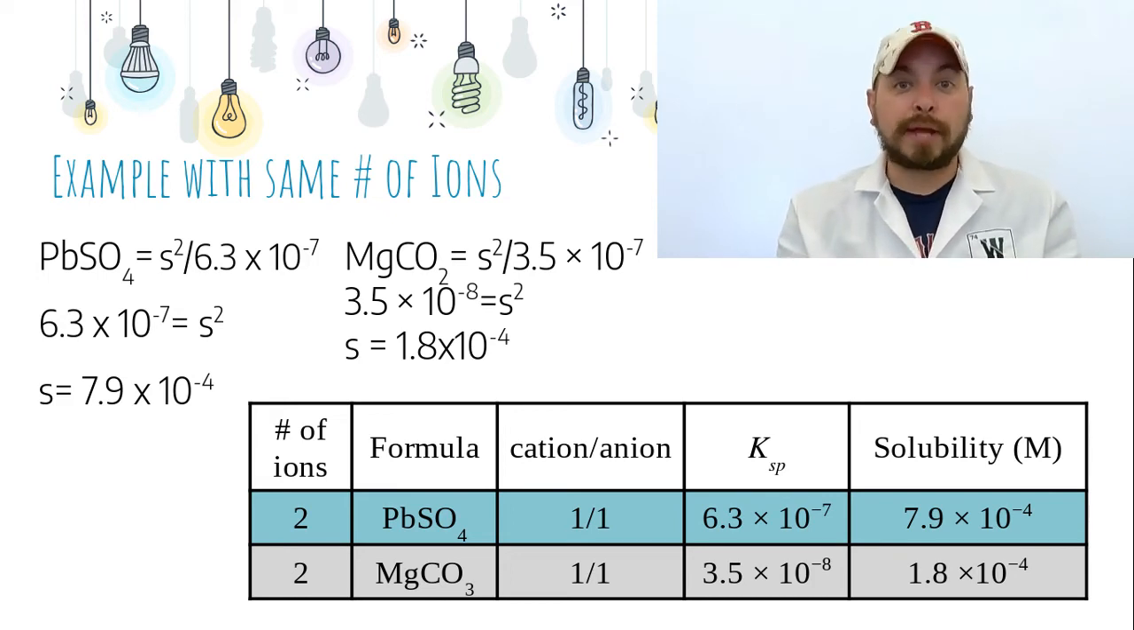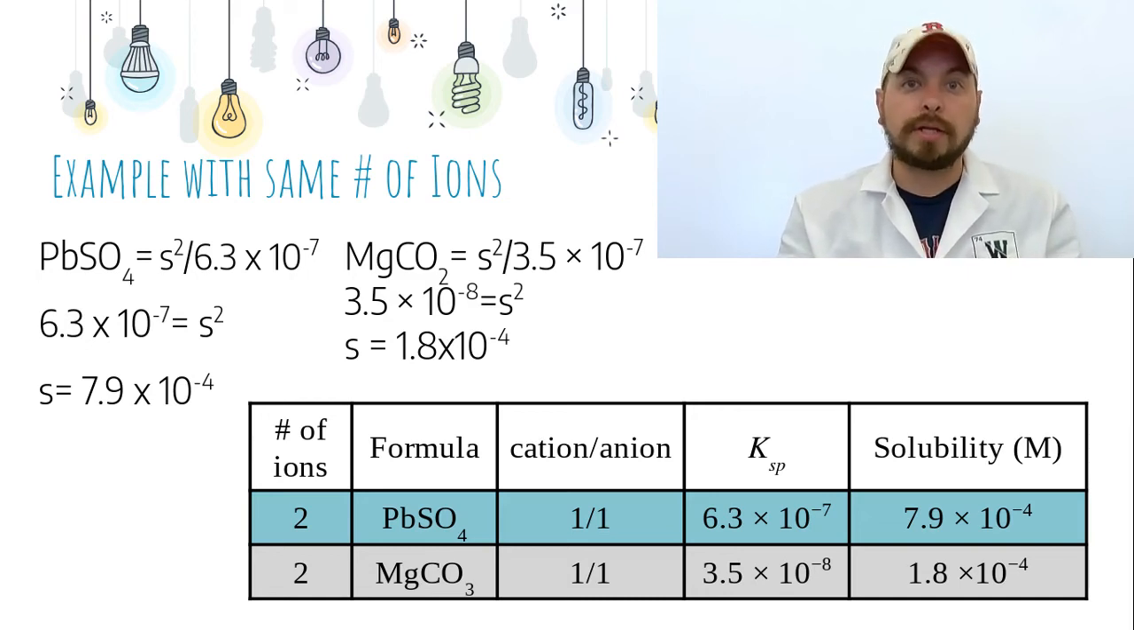When we solve for s, the molar solubility of lead(II) sulfate is 7.9 times 10 to the negative 4th. Now we compare that to the magnesium carbonate, where when we solve for s, the value of s is 1.8 times 10 to the negative 4th. And you can see that the molar solubility of the lead(II) sulfate is greater than the molar solubility of the magnesium carbonate. Again, we could use the Ksp only because it had the same number of ions.